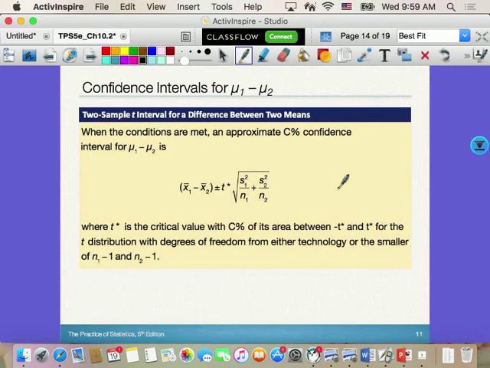No, this formula is not on the formula sheet, but the generic formula is statistic plus or minus the critical value times the standard deviation. Okay. How fun.